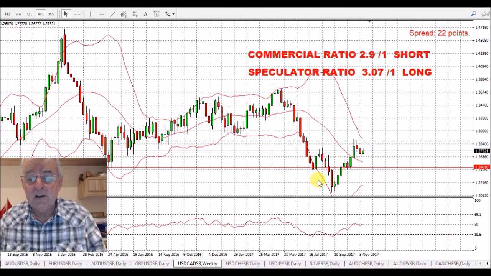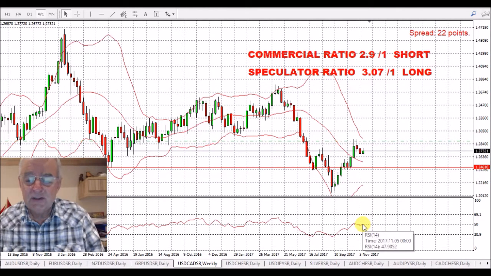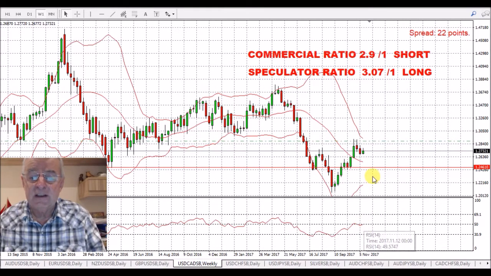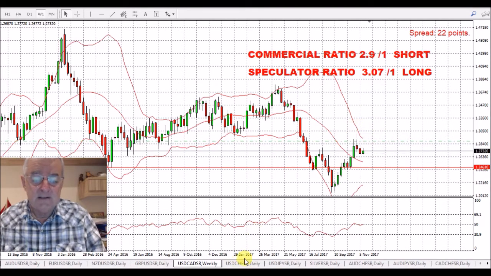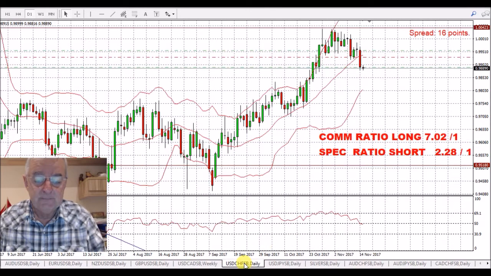USD Canadian dollar, I see quite a lot more upside for this. We're slightly pointing up, and we're just below the 50 on the RSI. I expect by the end of the week for this to break further up, and as my trades come into profit, I will be adding to them.